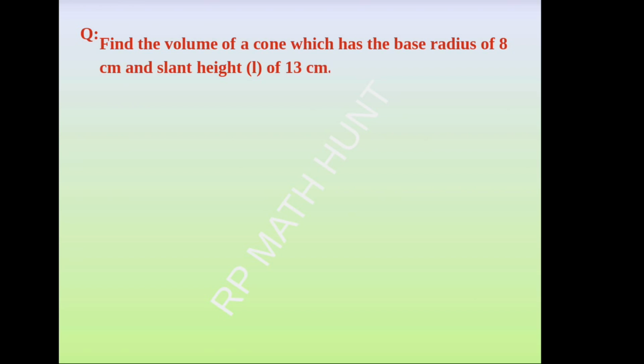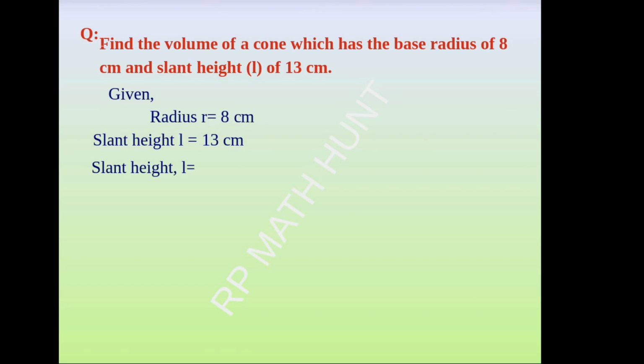Find the volume of a cone which has the base radius of 8 centimeters and slant height l of 13 centimeters. Given radius is equal to 8 centimeters, slant height is equal to 13. l is equal to square root of r square plus h square. 13 square is equal to h square plus 8 square.